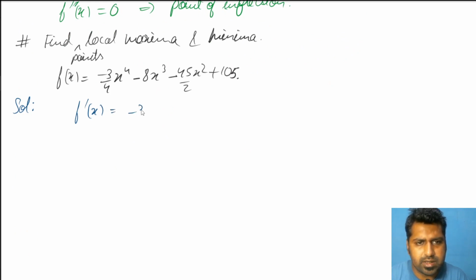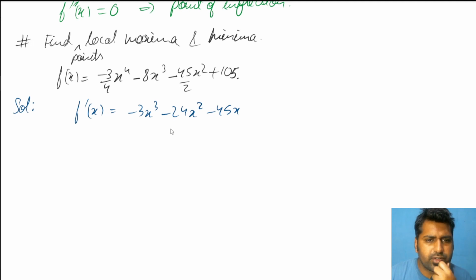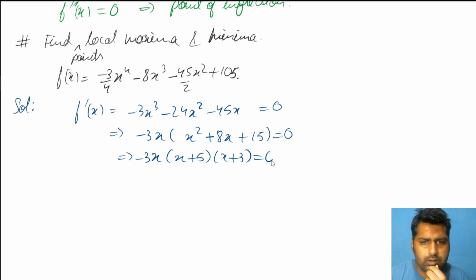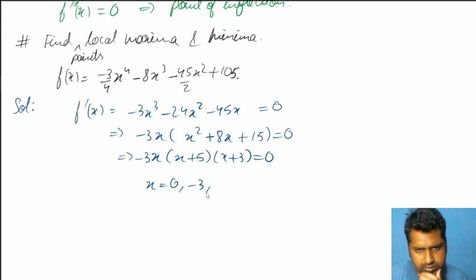So differentiate it. You'll get minus 3x cube minus 24x square and minus 45x. Negative is common, 3 is common. We are solving equal to 0 to get the values of x: alpha, beta, gamma. So minus 3x common. You'll get x square plus 8x plus 15 equal to 0. Minus 3x, this becomes x plus 5 times x plus 3, equals 0. We got the values of x as 0, minus 3 and minus 5.